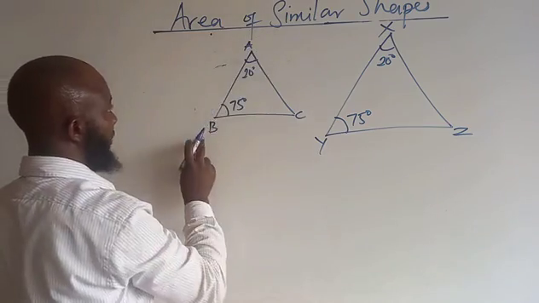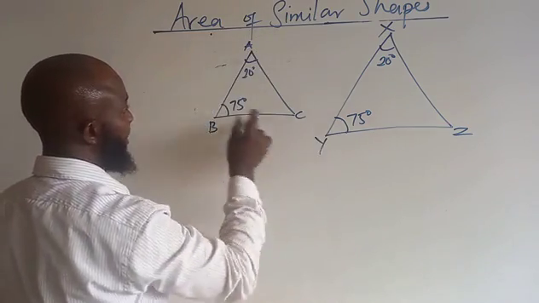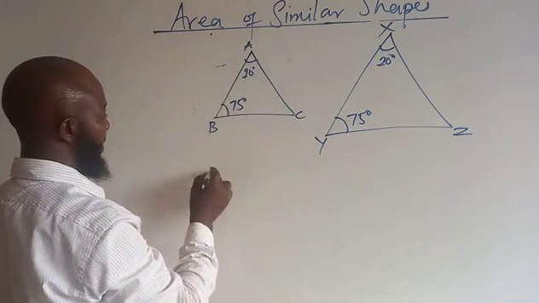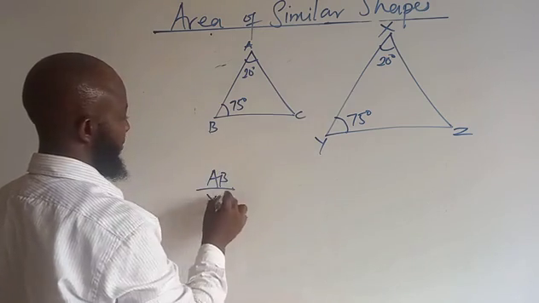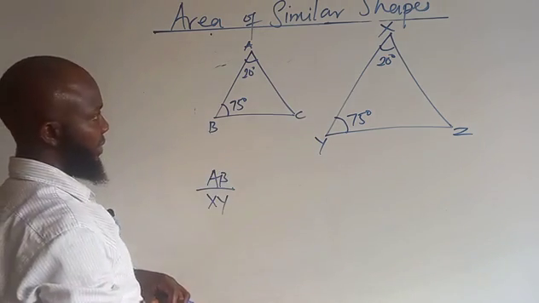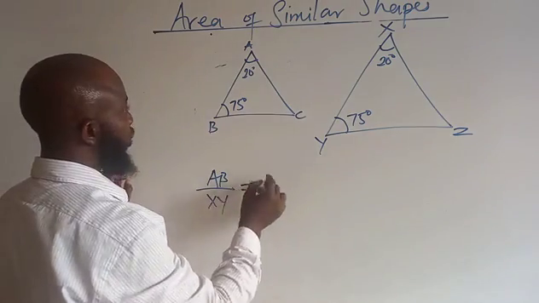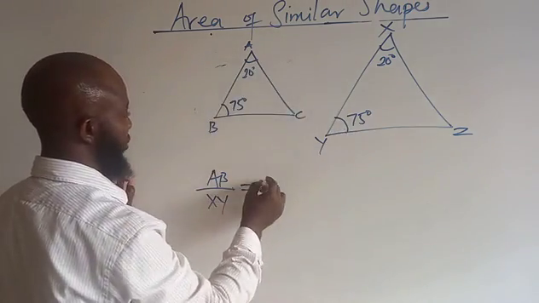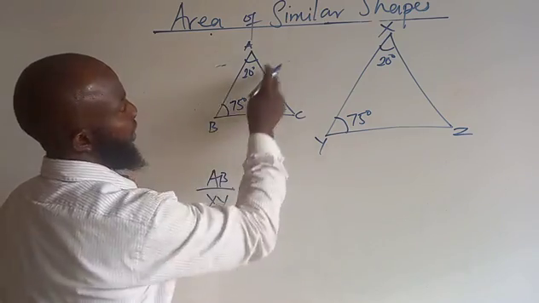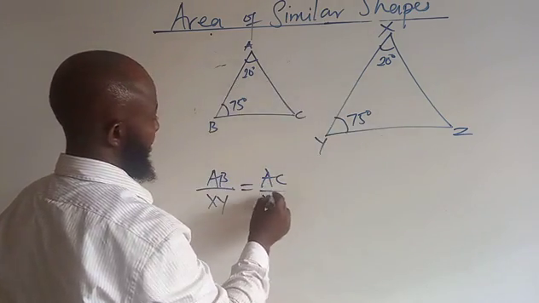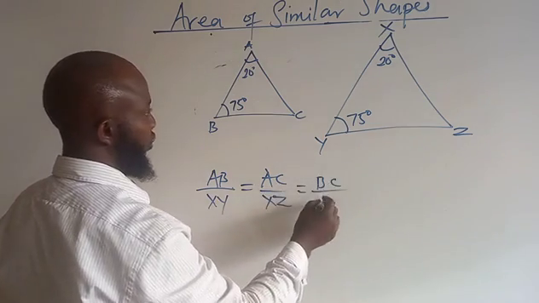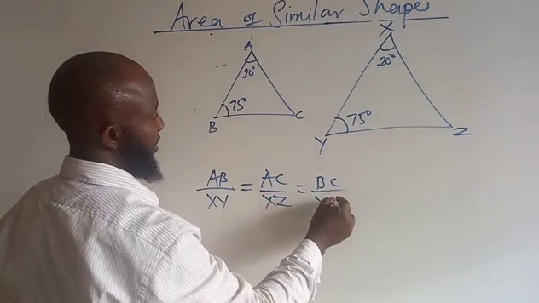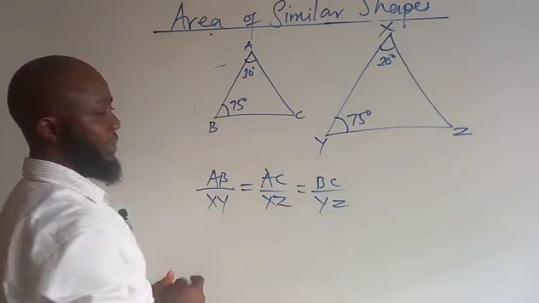That is, the ratio of this side to this side, the corresponding side. The corresponding sides are this: AB corresponds to XY. Right? And it must be equal to the ratio of another pair of sides. So AC corresponds to XZ, and BC corresponds to YZ. So all these must be the same.